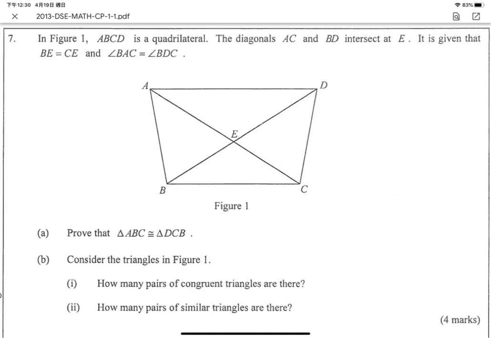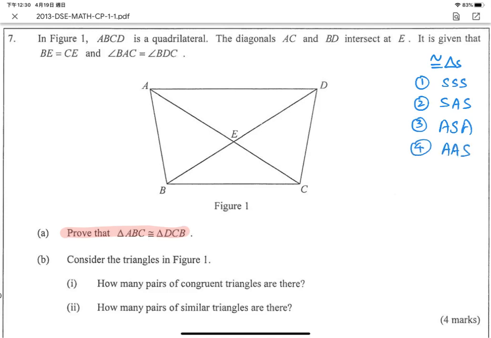In this example, you do not see any circles, so this question is not about circle properties. In part A, you're asked to prove triangle ABC is congruent to triangle DCB. So let's revise how many ways we can use to prove congruent triangles. We have 5 ways. The first way, 3 corresponding sides are equal. The second way, 2 corresponding sides equal and the included corresponding angles equal. And also 2 angles equal and the included sides equal. And also two angles equal and the other sides equal. And also for right angle triangles, we have RHS. Okay, we have 5 ways.